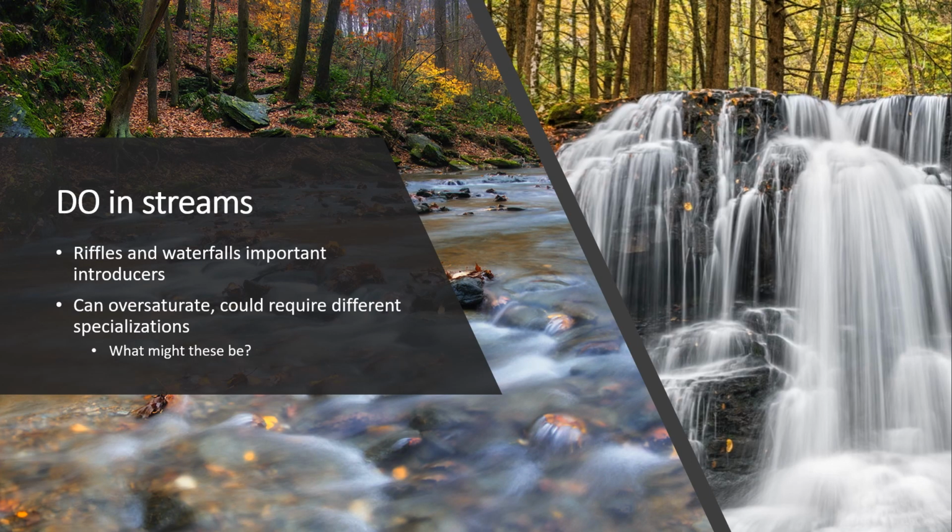One thing that's really important is that in streams, riffles and waterfalls are important introducers of oxygen. They enormously increase the surface area of water in contact with the atmosphere, and they are, in a sense, percolating that water through the air and allowing a lot of oxygen to enter, and also allowing things like CO2 to diffuse. So you can actually, at places like riffles and waterfalls, oversaturate. You can get so much oxygen in there that oxygen actually diffuses back out of the water further downstream.